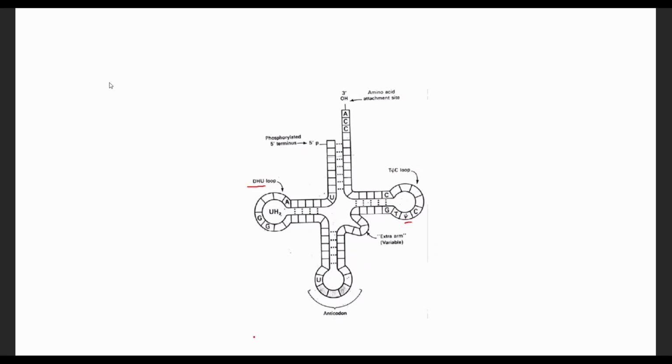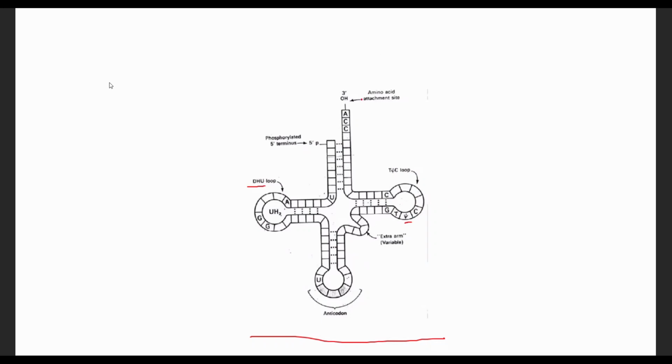Messenger RNA is here, bound with the ribosome. The large subunit of the ribosome is used to bind this messenger RNA, and the codons are read by the anticodon arm of transfer RNA. The extra arm is also here. We have an extra arm, which is variable between transfer RNAs. The TΨC arm is used to bind the ribosome, and then there is a shift, and this one is used to bind amino acid.